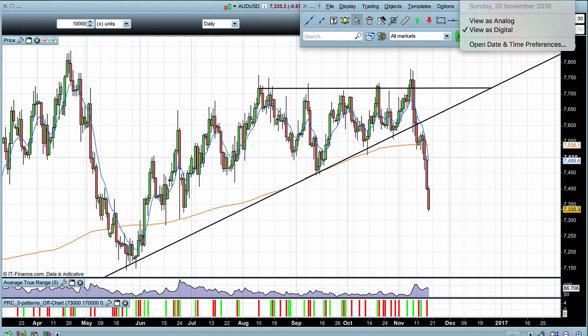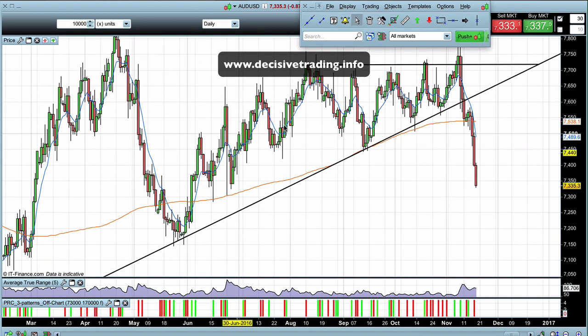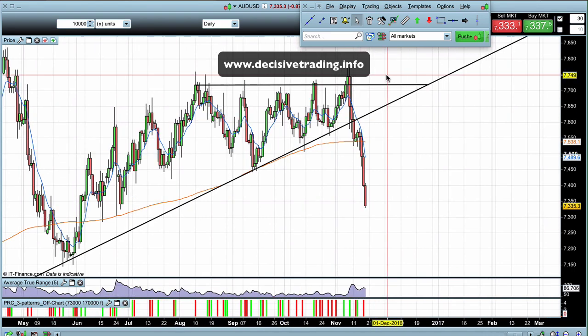It's Sunday the 20th of November, so let's have a look at the Australian dollar, US dollar for the trading week ahead. Okay, so what we've been going over for the last few weeks is the sloping support and resistance line, which was becoming an ascending triangle with key resistance up above.